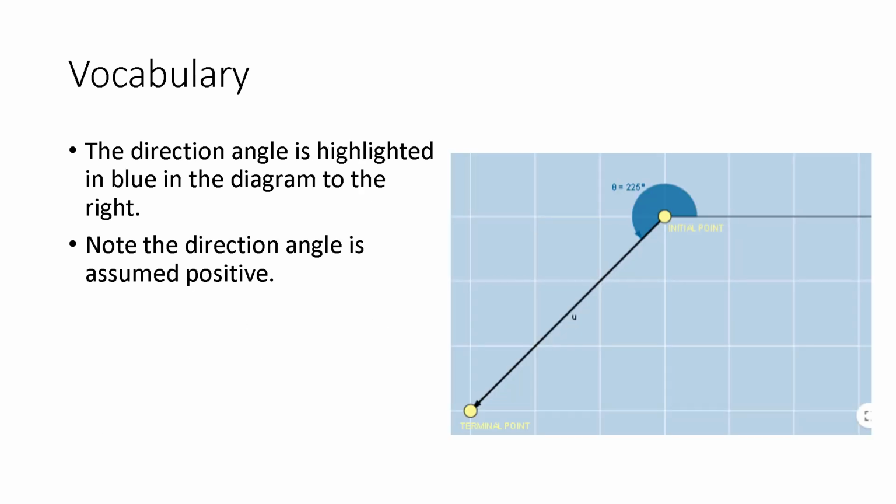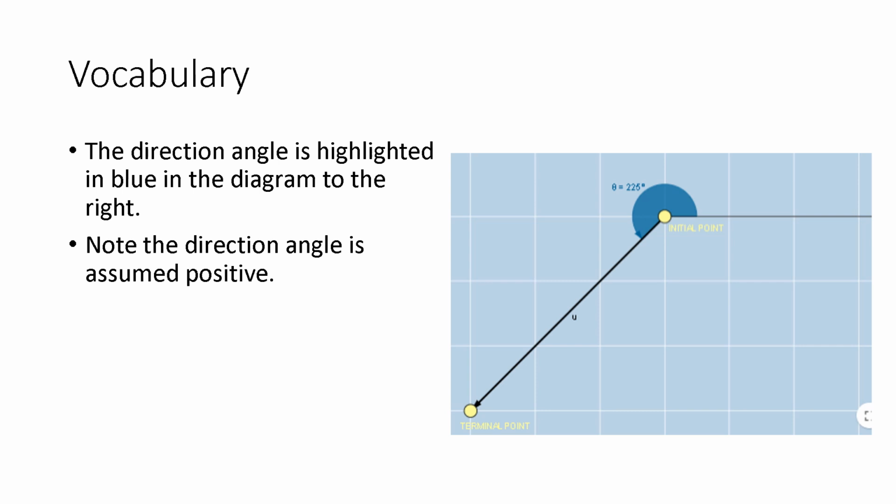Now the direction angle, here we have a diagram. We measure from the horizontal counterclockwise until we get to our vector here. The initial point is labeled in yellow. The terminal point is down here in yellow. The vector u is here. And in this case, the direction angle is 225 degrees.